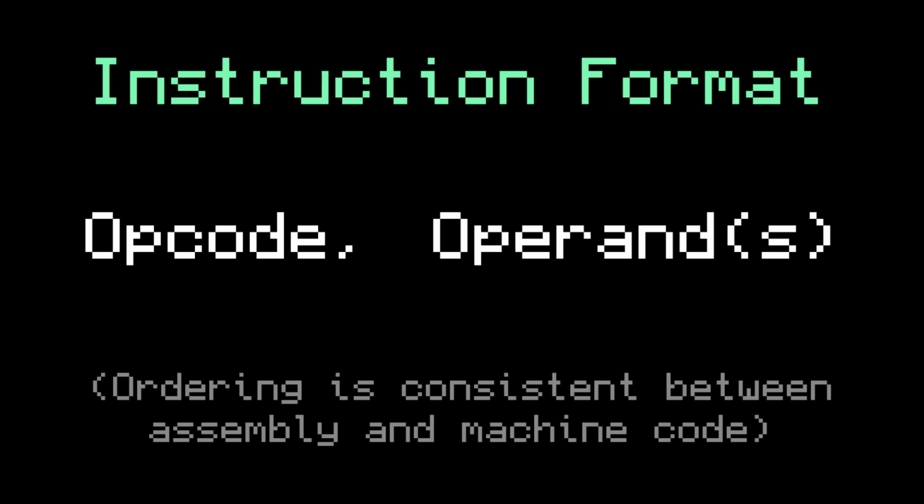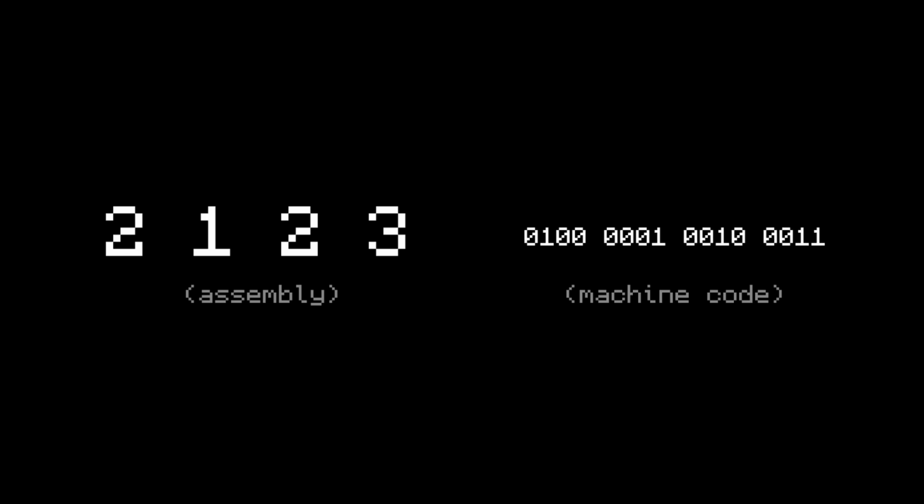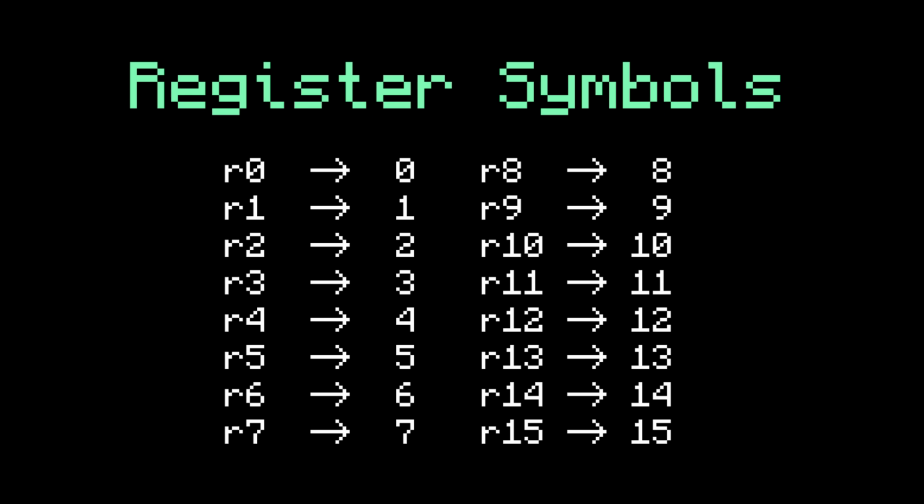Now, technically, you can just write decimal numbers for everything. 2, 1, 2, 3 will assemble to add R1, R2, R3. But the better approach is to use symbols. The symbol for opcodes is a three-letter mnemonic, and the symbol for registers is R followed by that number. Then for immediate values, like the 4 in LDI R14, you can write them in decimal, or in binary using the 0B prefix, or in hex using the 0X prefix, as long as the length of the immediate is correct.